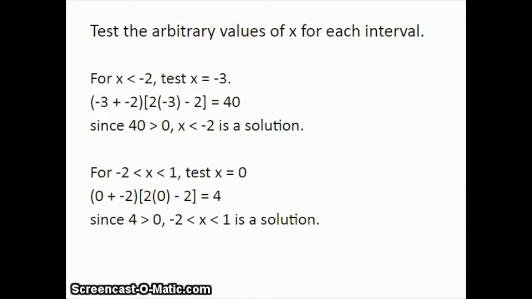For x is less than minus 2, test x equals minus 3. To do this, input minus 3 into the brackets where x should be. Then we'll be given 40 as a result. Since 40 is greater than 0, x is less than negative 2 is a solution. For negative 2 less than x less than 1, test x equals 0. To do this, input 0 into the brackets where x would be. This leaves us with 4. Since 4 is greater than 0, negative 2 is less than x is less than 1 is a solution.